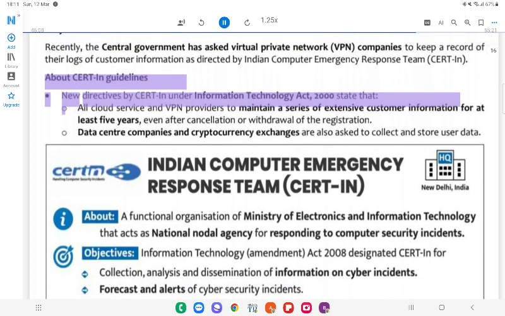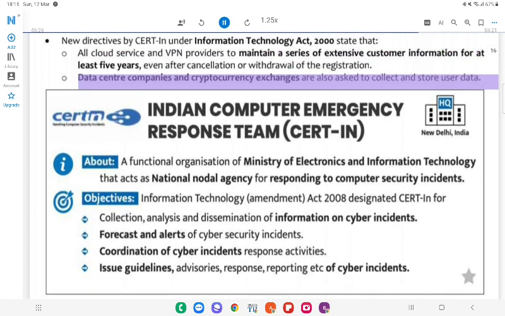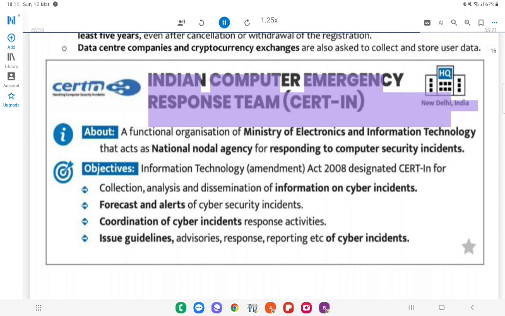About certain guidelines, new directives by CERT-In under the Information Technology Act 2000 state that all cloud service and VPN providers must maintain a series of extensive customer information for at least 5 years, even after cancellation or withdrawal of the registration. Data center companies and cryptocurrency exchanges are also asked to collect and store user data. Indian Computer Emergency Response Team, CERT-In, New Delhi, India.